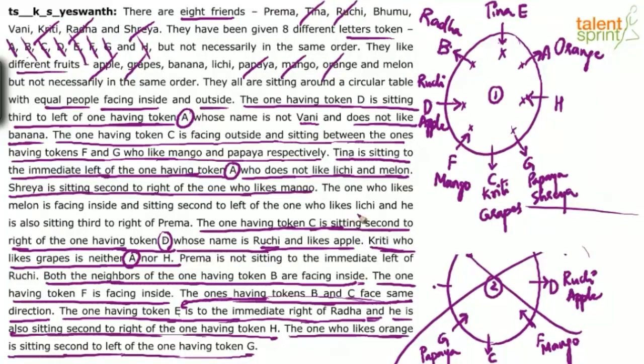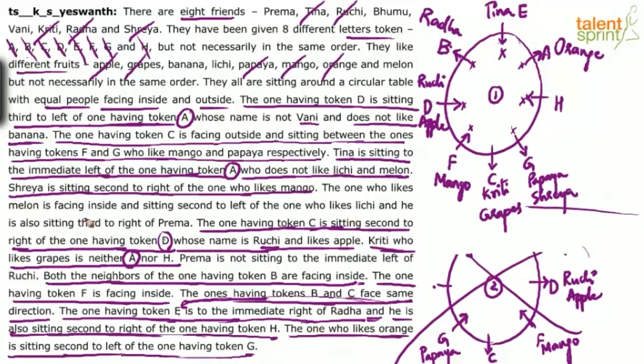This one statement should be sufficient, right? The one who likes melon is facing inside. So Tina can take melon because Tina is facing inside. Radha cannot go for melon because Radha is facing outside. And H can also go for melon. So there are 2 possibilities for melon, right?